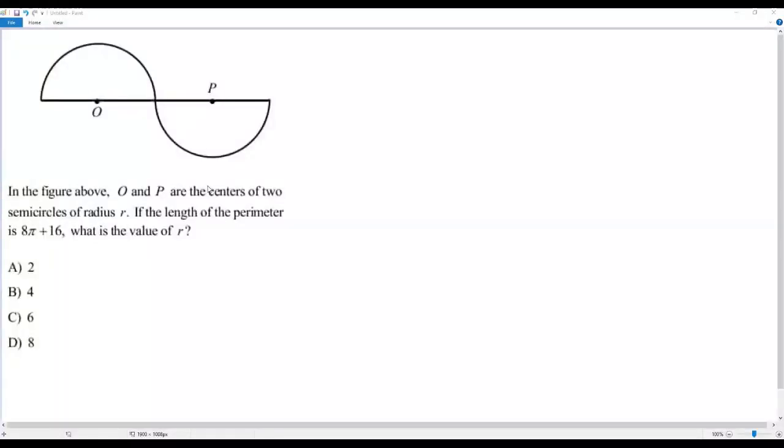Here we have a SAT math problem. Okay, let's go to the question. In the figure above, O and P are the centers of two semicircles of radius r. If the length of the perimeter is 8π + 16, what is the value of r?